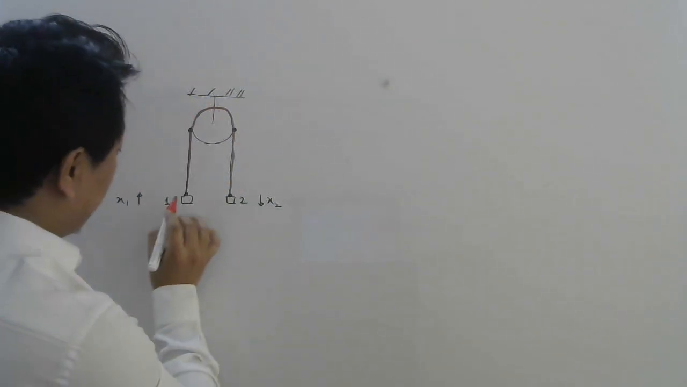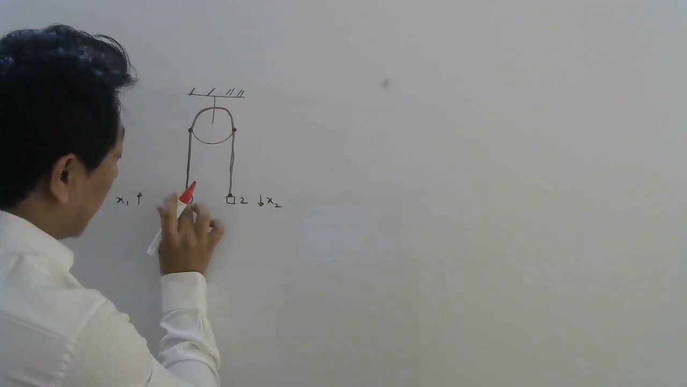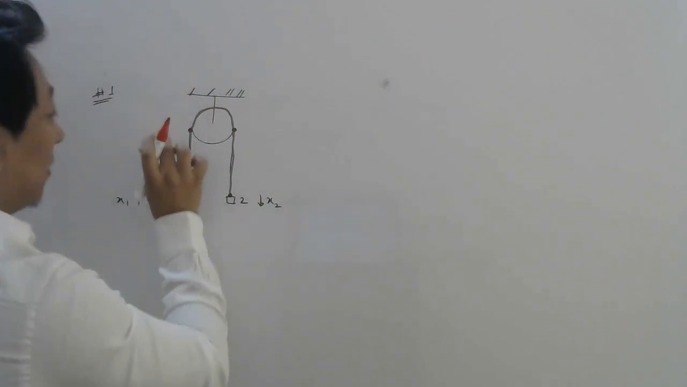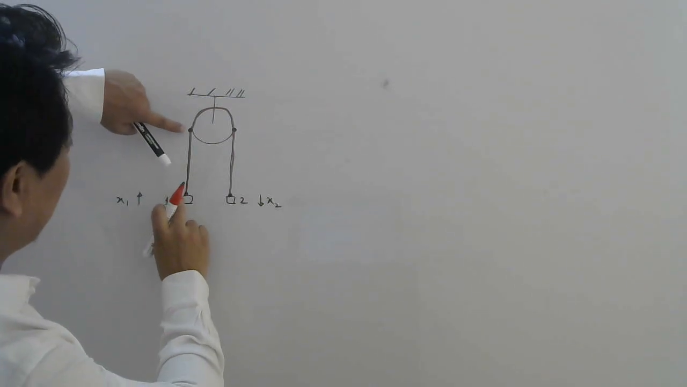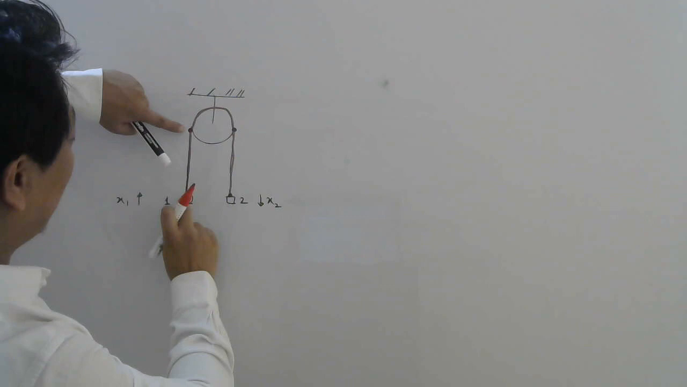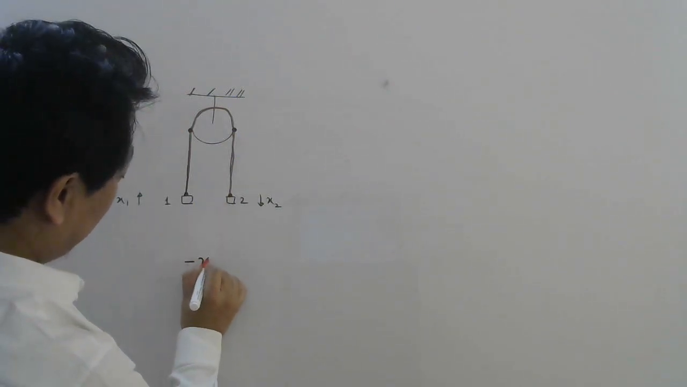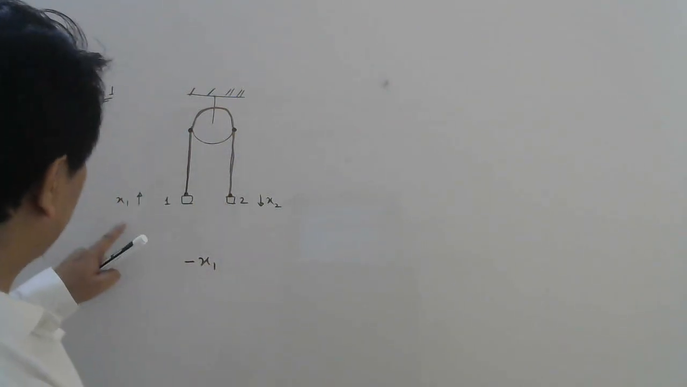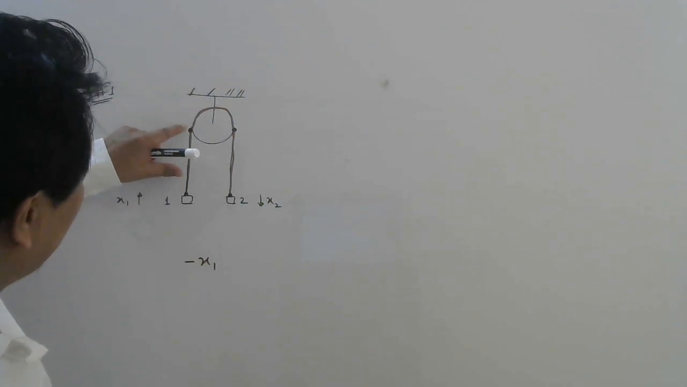Now look carefully. When this point has displacement x1 up, it will try to increase this length or decrease this length. Remember, as this goes up, this length will decrease. So minus x1, because x1 is trying to decrease this length, right? You can see.